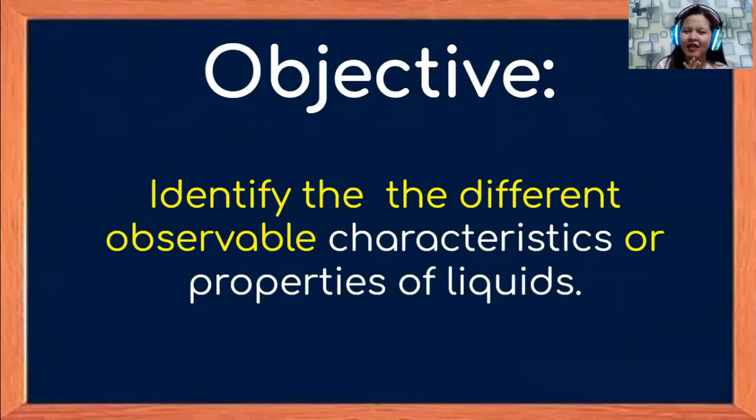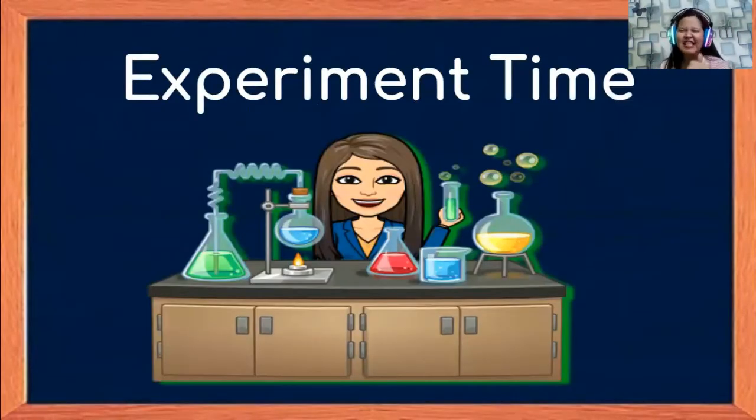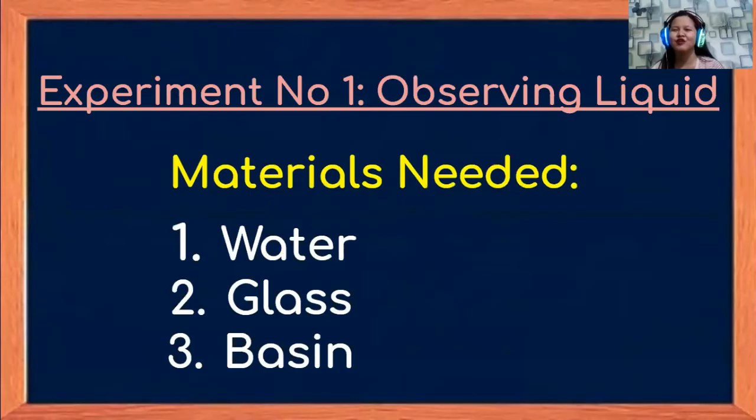Okay, for our objective, you are tasked to identify the different observable characteristics or properties of liquids. With our experiment for today, you can determine what are the characteristics or the properties of liquids. Okay, so it's experiment time. For experiment number 1, the title of our experiment is Observing Liquid.